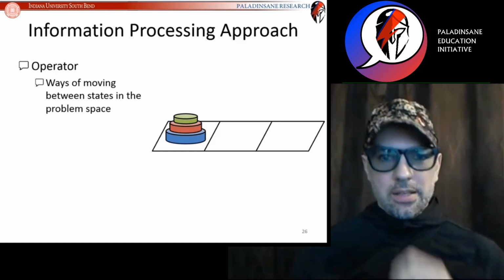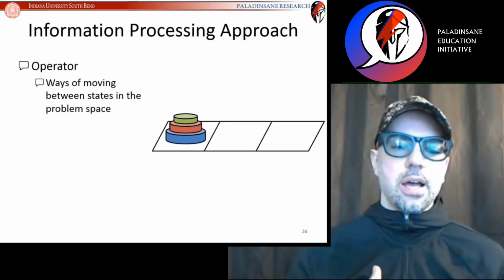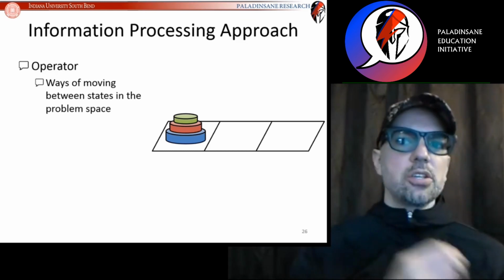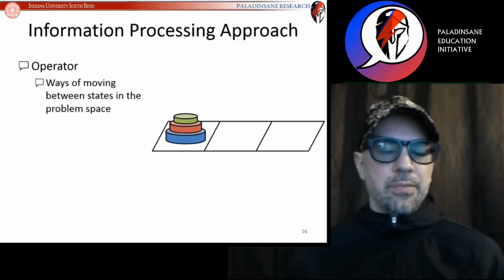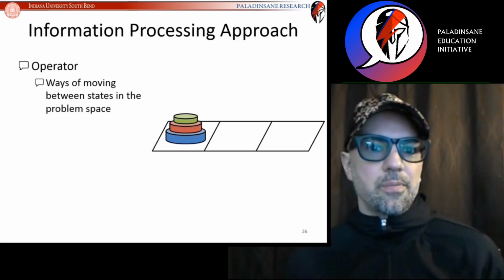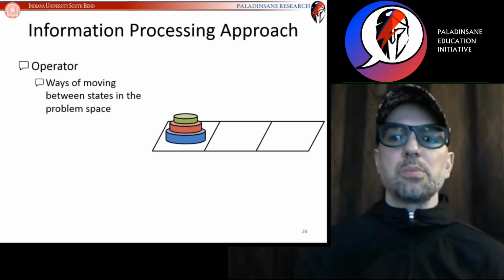So in this case, the operator would explain or would be the way of characterizing or representing the fact that you can only move one disk at a time, and the fact that you can only move the top disk in each location, and you cannot place a larger disk on top of a smaller disk.